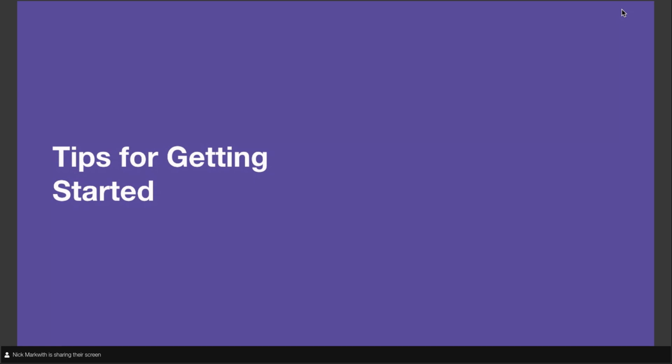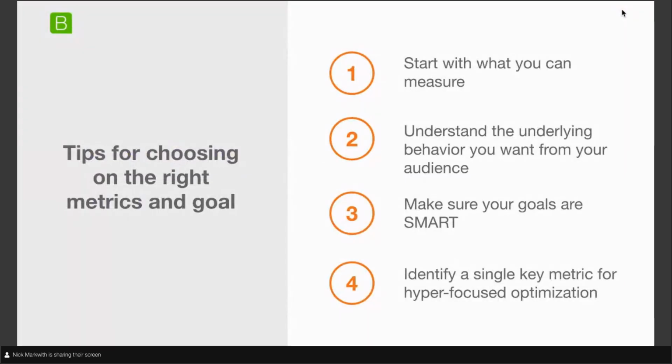And so there are a few tips I want to provide before we wrap up for today, around how you can get started, as well as how you can choose the right metrics and goals for your organization. So first and foremost, start with what you can measure. If you don't have access to some data, then you can't measure it, and so there's no point in measuring it. So you have to start off small. Start off with what you can do.